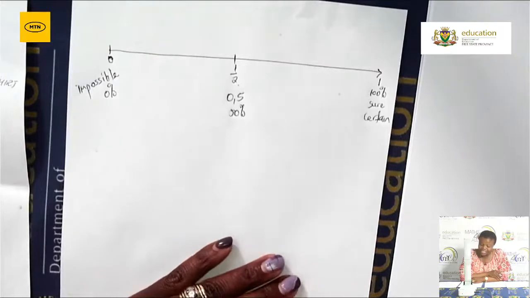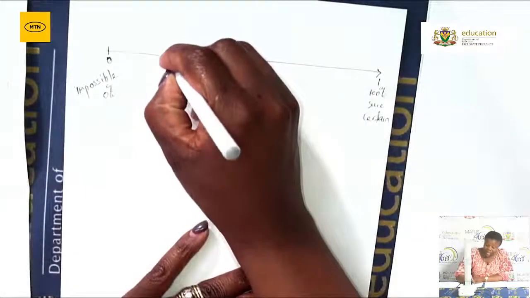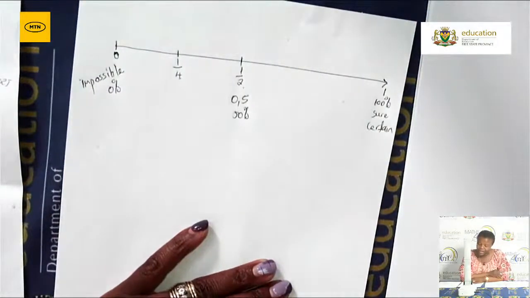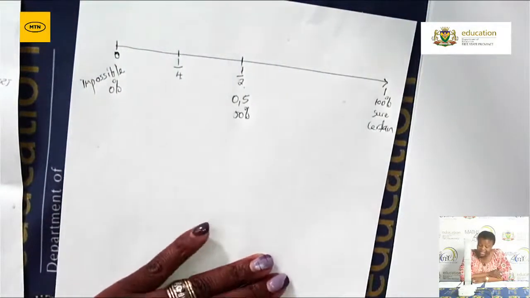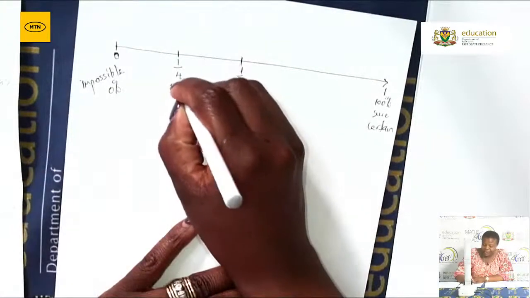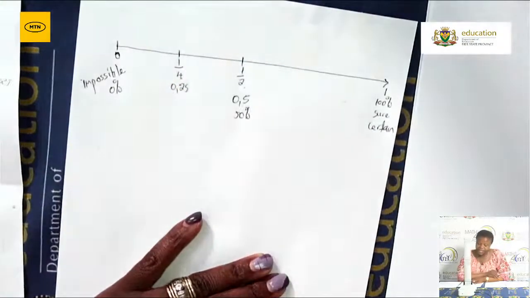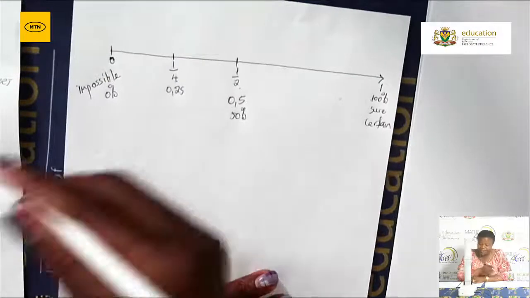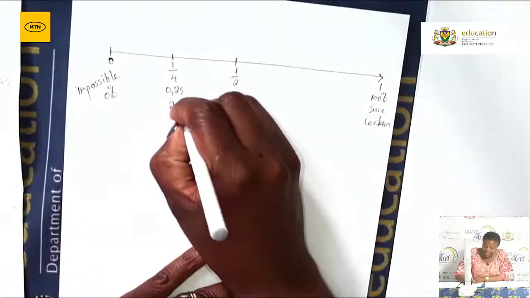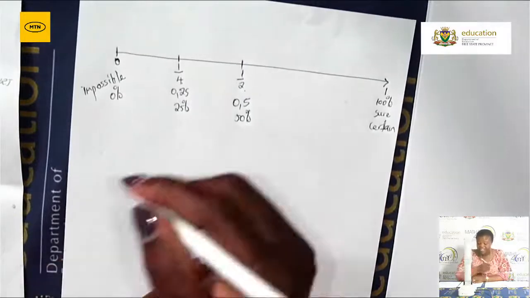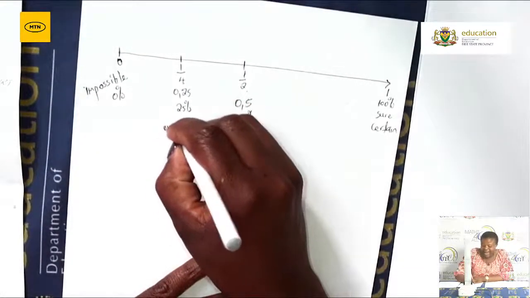And then between 0 and half, we have 1 over 4, because the fraction between 0 and half is a quarter. And this quarter, when we write it as a decimal, becomes 0.25. When we write it as a percentage, we multiply 0.25 by 100 and then we get 25%. So in here, between 0 and half, we say the chances are unlikely.